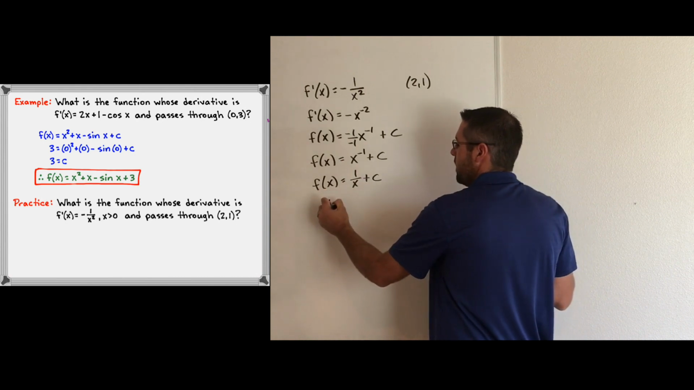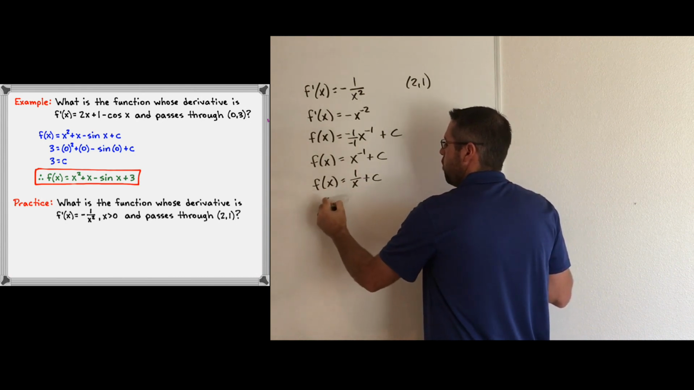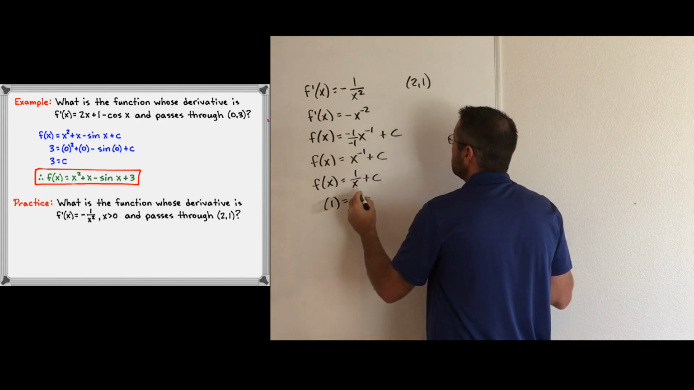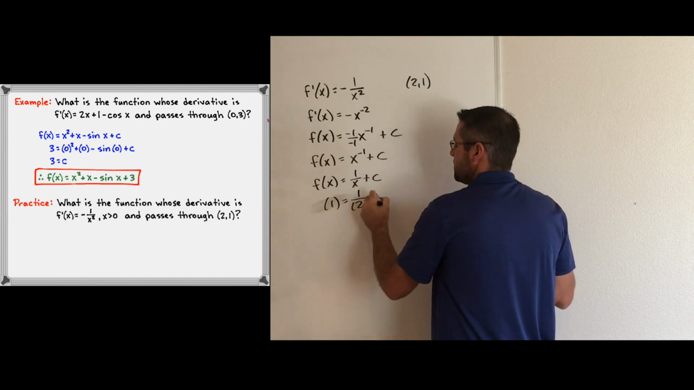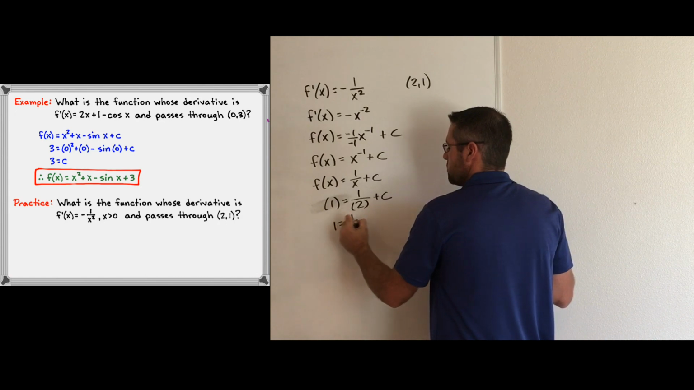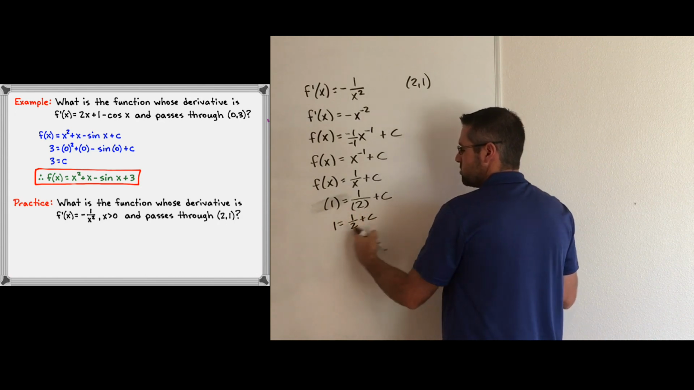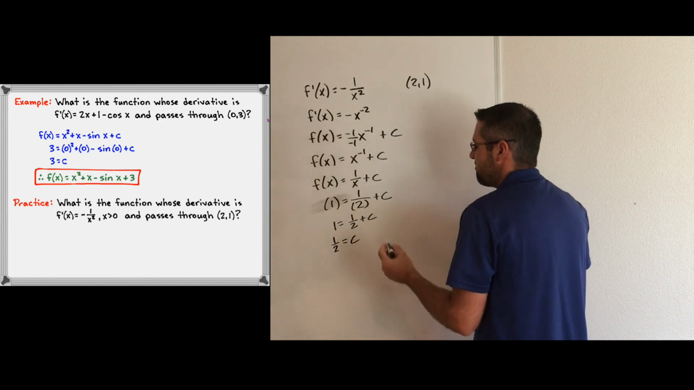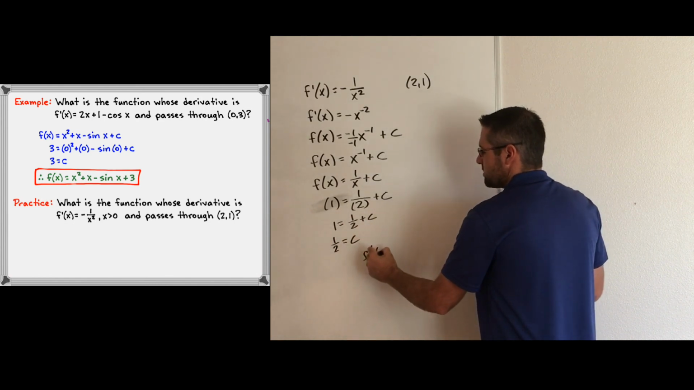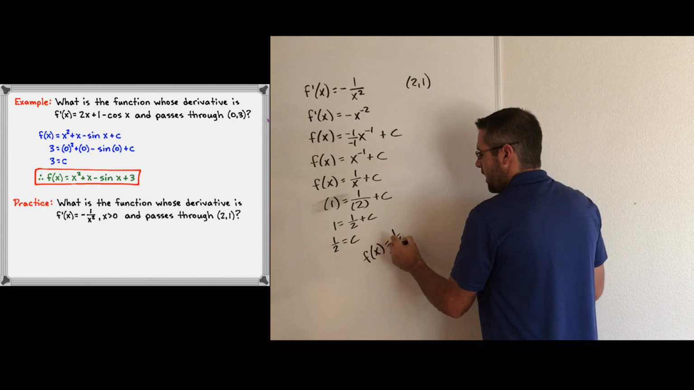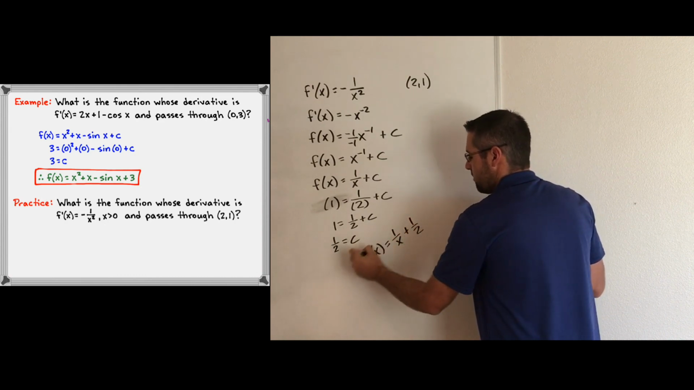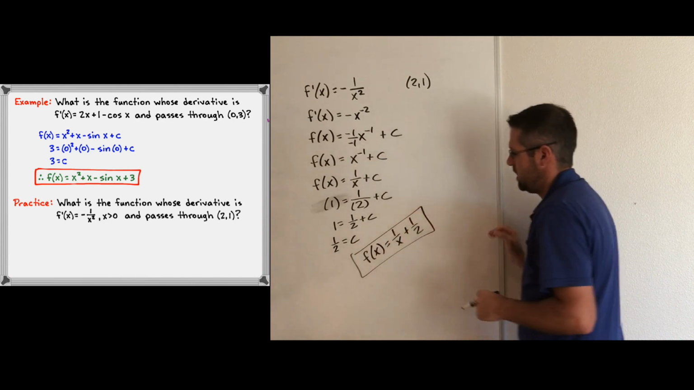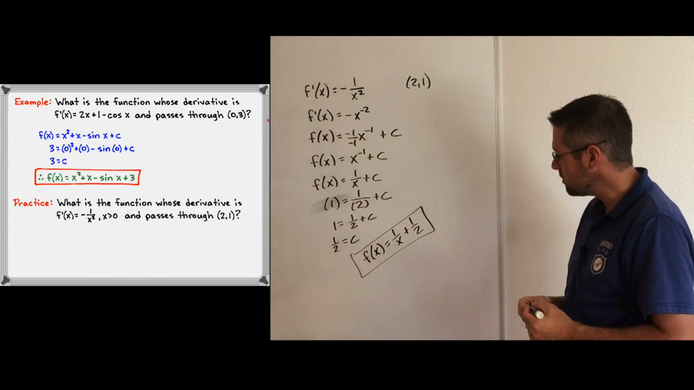So we end up with 1 equals, let me rewrite that, 1 equals 1 over 2 plus c. So 1 equals 1/2 plus c. We're going to subtract 1/2 from both sides, so we end up with 1/2 equals c. So our final answer here is going to be f of x equals 1 over x plus 1/2. And there is our function. Okay.